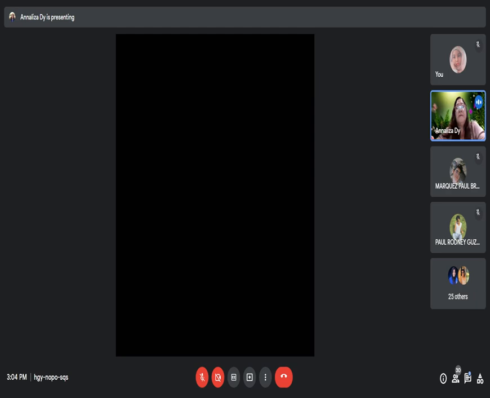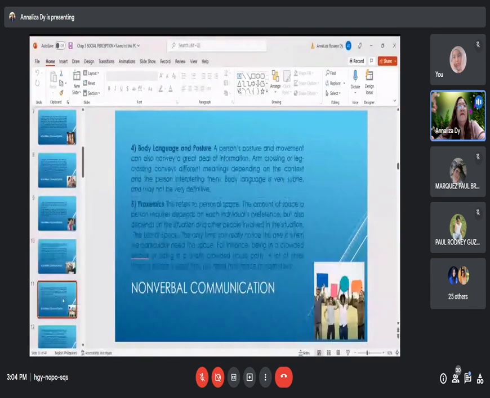So, what are other forms? There is more of non-verbal. We have body language and posture. If you have vocal behavior, there is also the physical body language, where persons do not enunciate words, but show them through their actions and their posture. Arm crossing, for example, or leg crossing conveys different meanings. It depends on how it's interpreted, on the context and the culture. Body language is very subtle and may not be very definite.